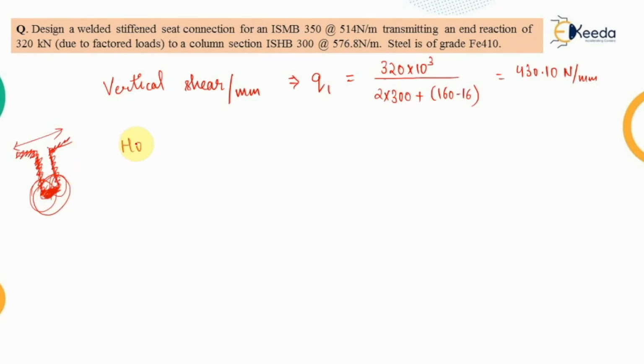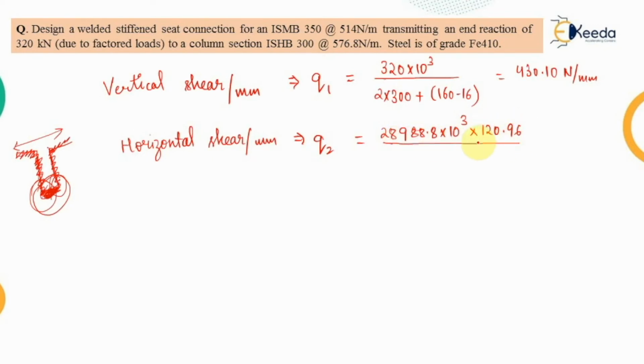Now we will calculate the horizontal shear, and based upon these two shear values we will calculate the resultant force. So this horizontal shear per millimeter length, that is denoted by Q2, and that will be the bending moment, that was 28988.8 kilonewton millimeter, that is into 10 raised to the power 3, into y bar, that is 120.96, divided by Ixx. So that value was 262.41 into 10 raised to the power 4. So this Q2 formula is M into y bar divided by this I value.